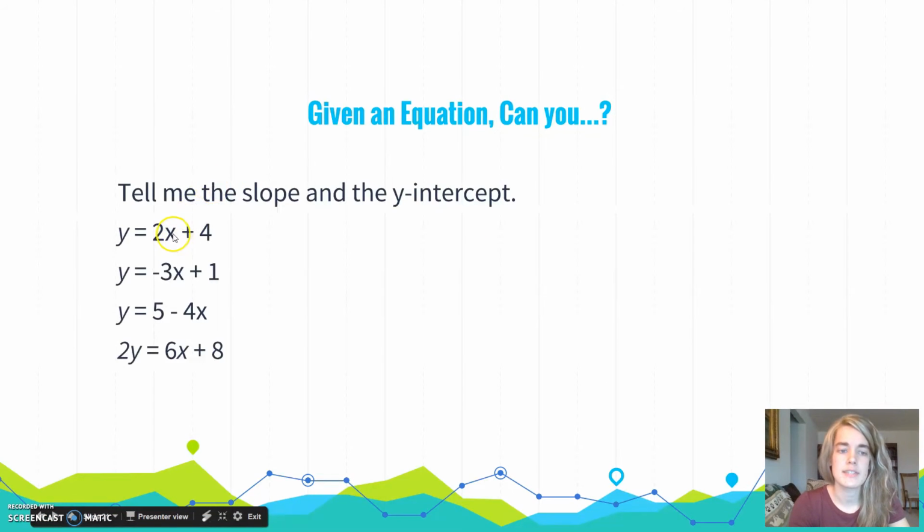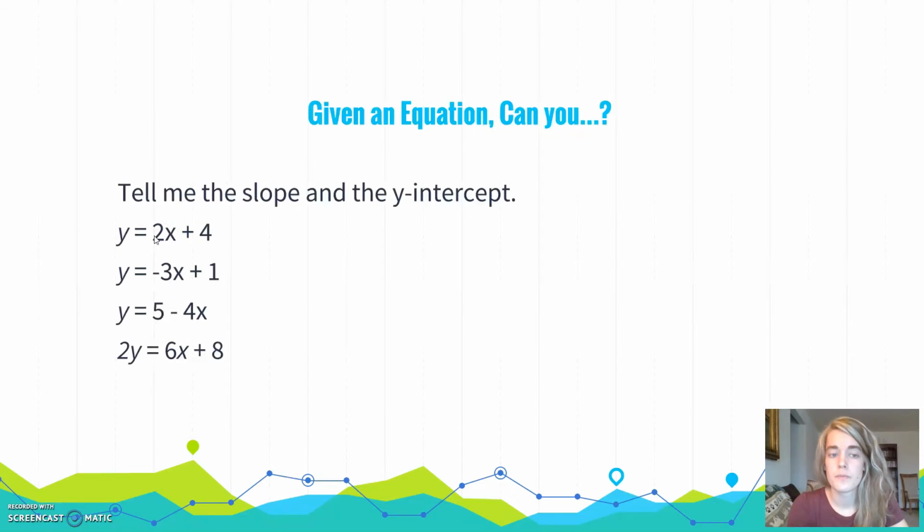So the rate of change is always next to the variable. So in this case, my slope is 2. The y-intercept is 4. So think of that as the y-axis. So your vertical line, your linear line is going to cross it at the 4.